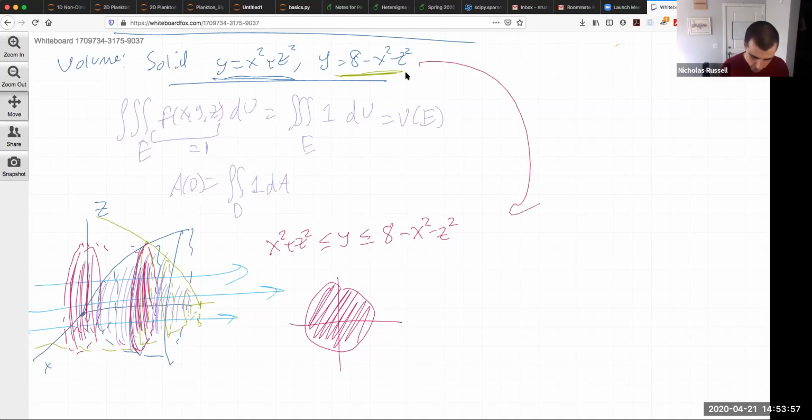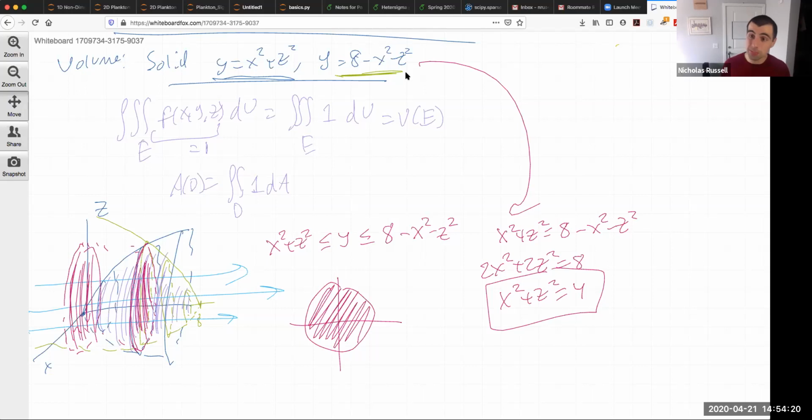So here, I say x squared plus z squared is equal to 8 minus x squared minus z squared. And now I'm just trying to solve for the intersection, which is this equation. Move over the x squareds and the z squareds, I get 2x squared plus 2z squared is equal to 8. And then divide out by 2, which gets me x squared plus z squared is equal to 4. And so what does this mean? This means that this circle right here has a radius of 2. And there you go.